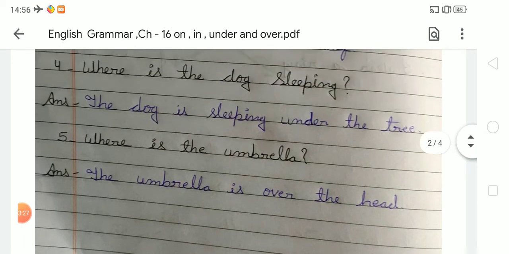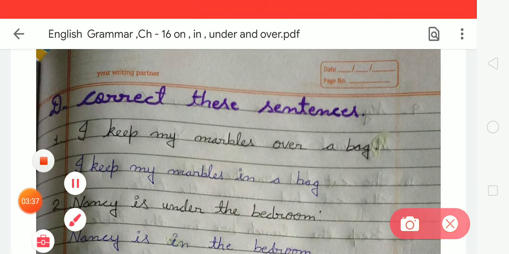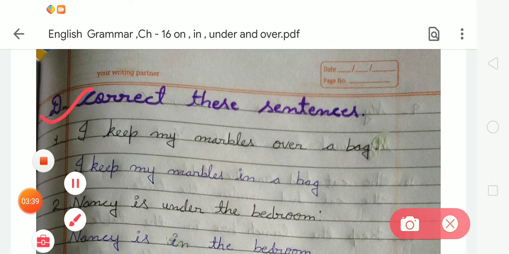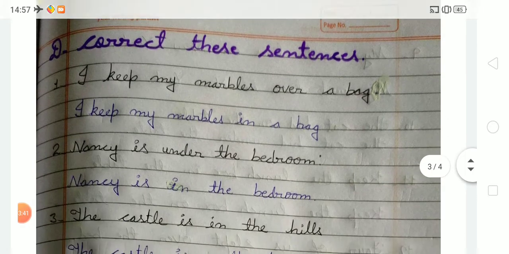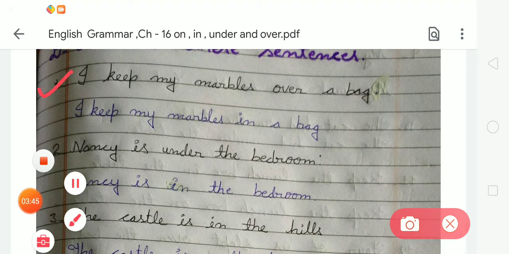Okay, after completing exercise A and B, now come to the next exercise, which is exercise D. So students, you have to write exercise D. In exercise D, correct these sentences. You can see there is a sentence already given in your book. You have to write it the correct way, using on, in, over, and under.